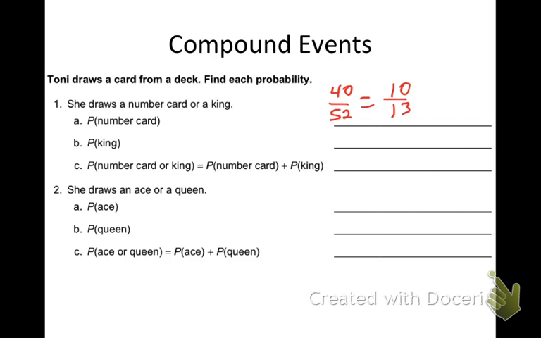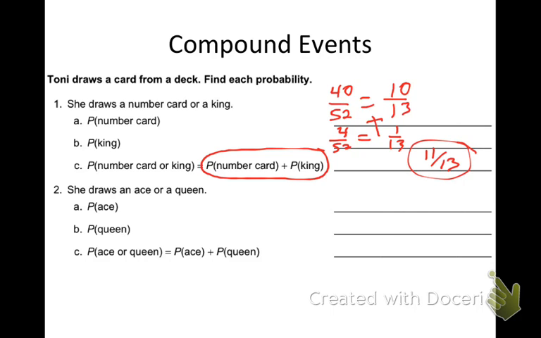What's the probability of drawing a king? How many kings are there? 4. So 4 out of 52, or that's 1/13. Now, what's the probability of drawing a number card or a king? I would add them and end up with 11/13. So that's mutually exclusive events. They can't happen at the same time.